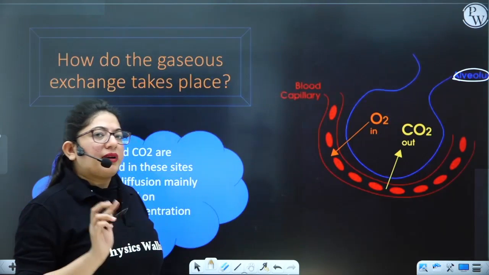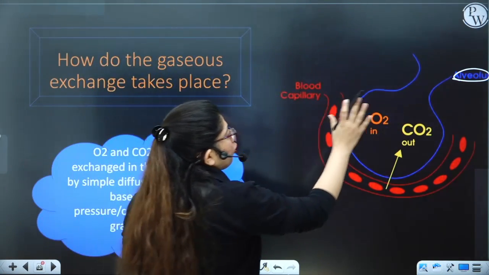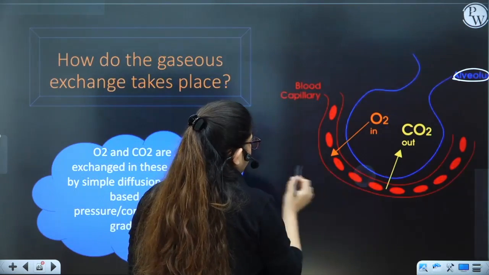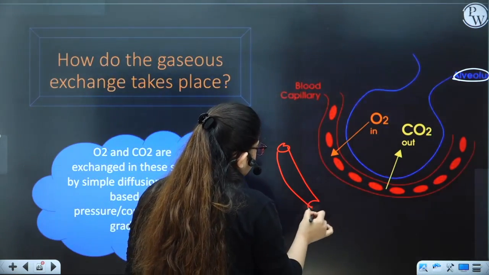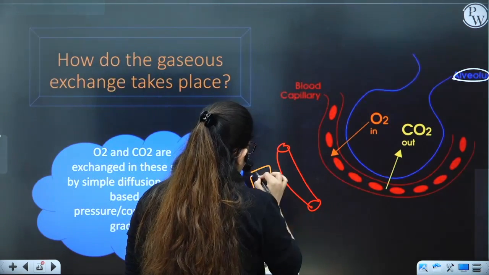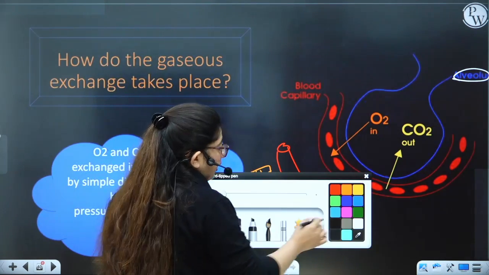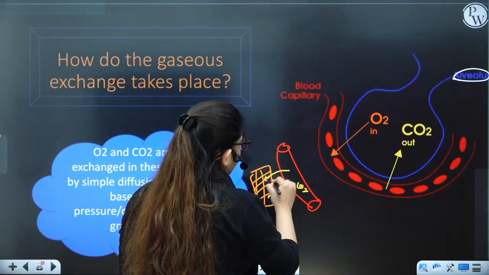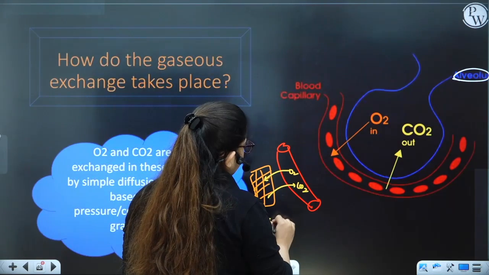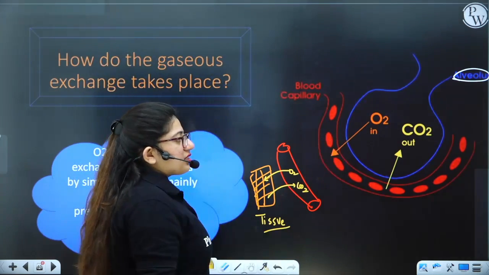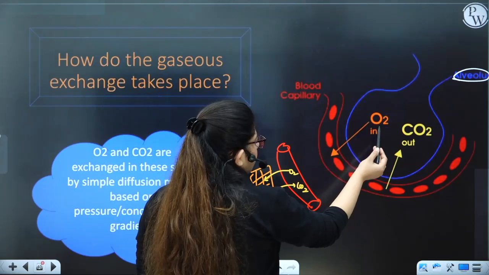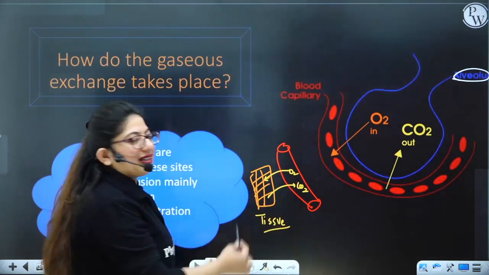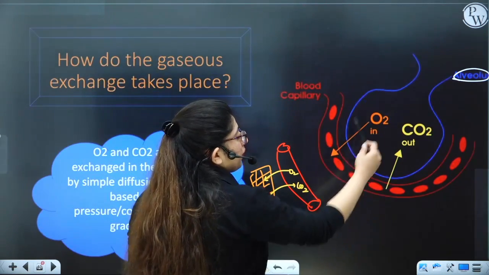So the exchange takes place at two places. One is, as I've told you, between the alveoli and the blood capillary, and the second exchange takes place between the blood vessel and your tissues. So there are two exchanges taking place. Here, the CO2 is moving inside the blood, and oxygen is moving inside the tissues. But in the alveoli, the exchange is taking place where the oxygen is entering into the blood and CO2 is moving out of the blood. Here, the CO2 is moving inside the blood, and here the CO2 is moving outside the blood.